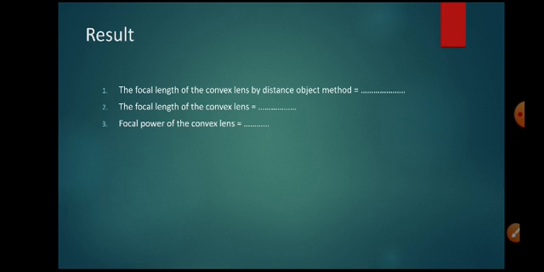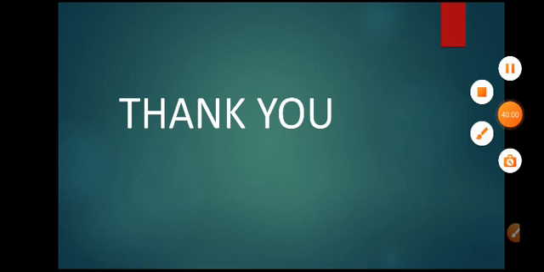So in this experiment, you will get data that is the u and v values. You have to substitute the u and v values in the formula, f equals uv by u plus v. And if you are asked to plot a 1 by u versus 1 by v graph, or determine the focal length and focal power from the 1 by u, 1 by v graph, then you need the 1 by u and 1 by v values.